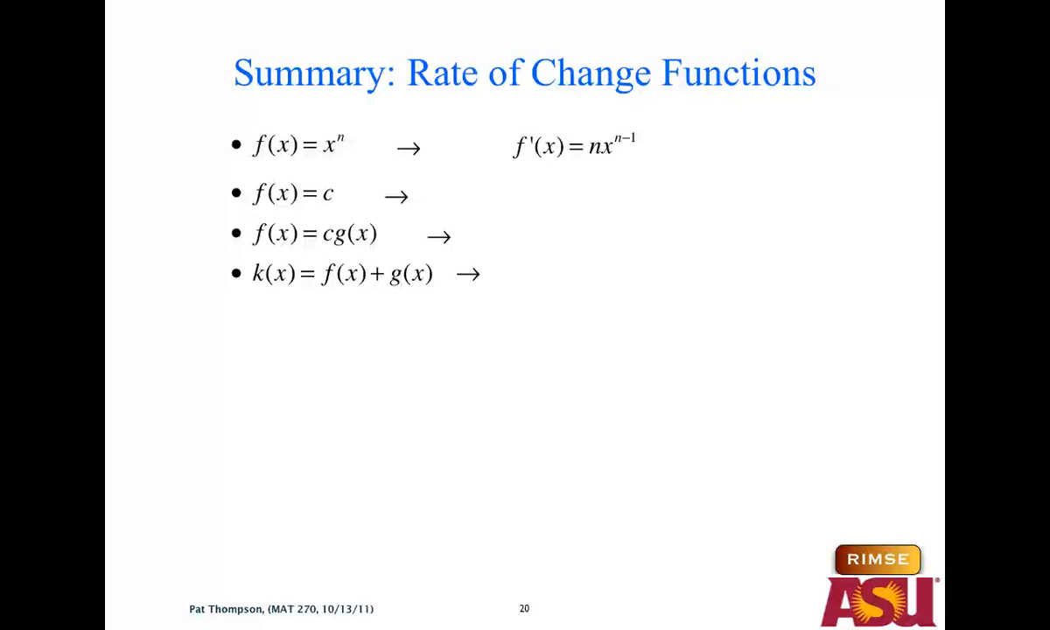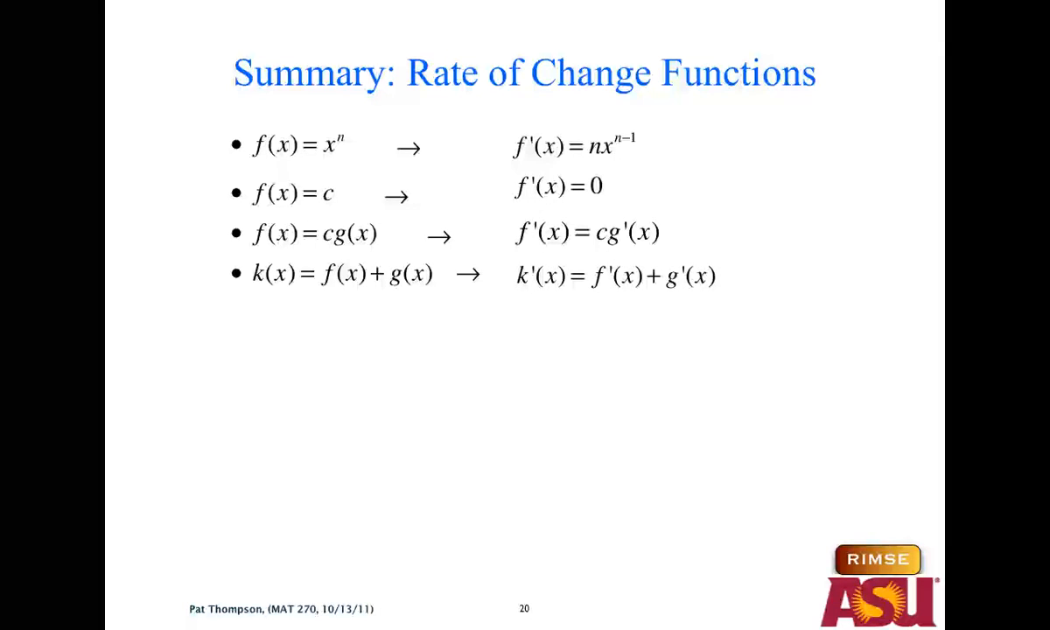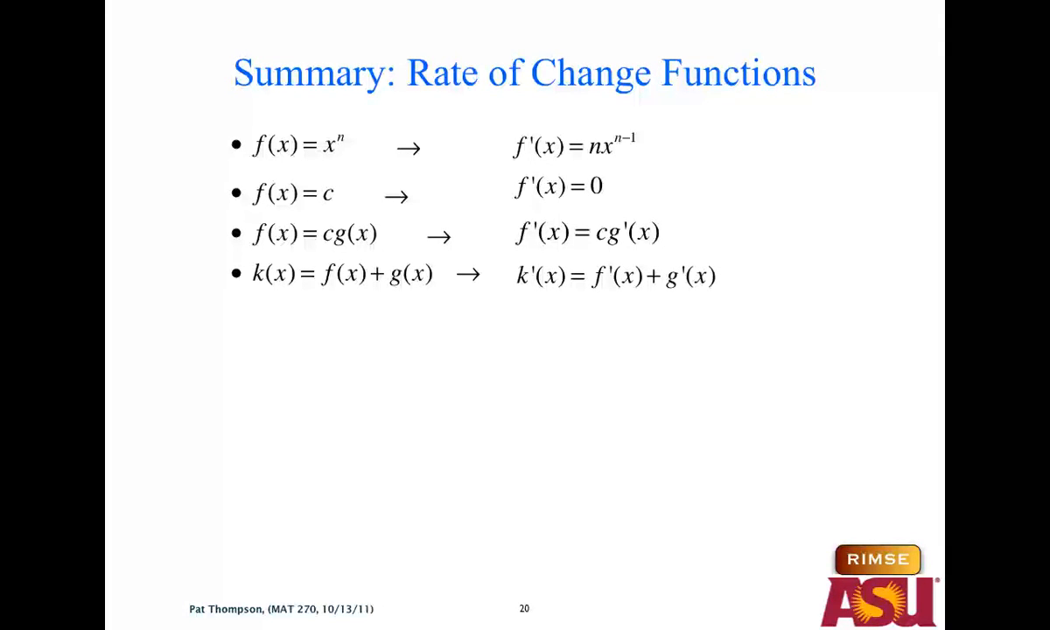So x to the n, our rate of change is n x to the n minus 1. If the function is a constant, the rate of change of that function with respect to x is 0. If the function is a constant multiple of another function, then the rate of change is that same constant multiple times the rate of change of the g function. And then the rate of change of k is the rate of change of f plus the rate of change of g with respect to x.